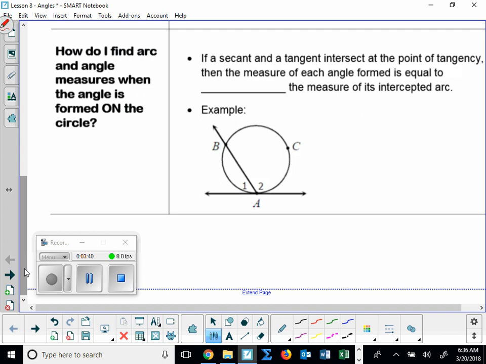So, how do I find arc and angle measures when the angle is formed on the circle? To form it on the circle, we've got a secant and a tangent, and they're going to intersect at a point of tangency. That point is A. The measure of each angle formed is equal to half the measure of the intercepted arc, just like inscribed angles.